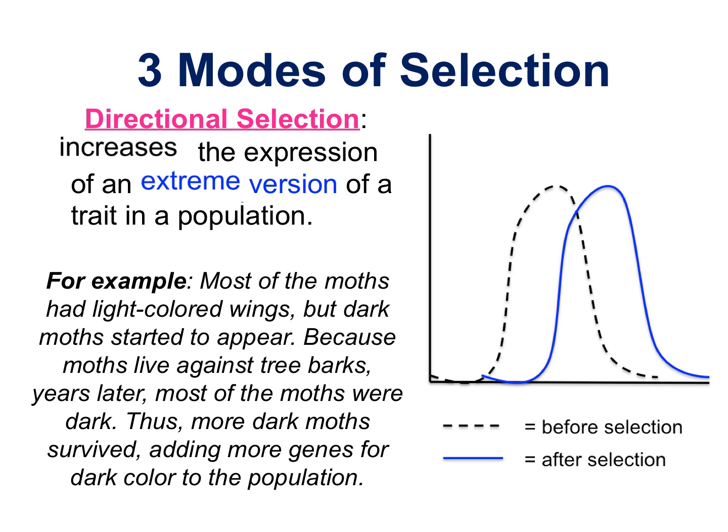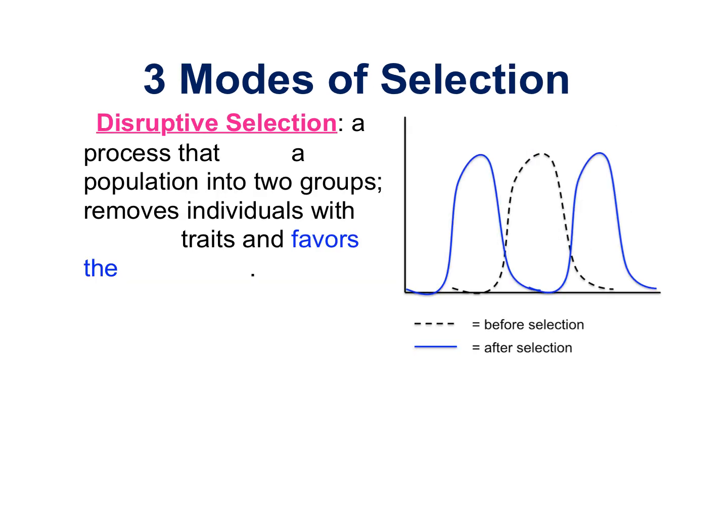So if we look at an example of this, most of the moths had light colored wings, but dark moths started to appear. Because moths lived against tree bark, years later most of the moths were dark. And so dark moths survived, creating more dark moth population, which means that over time we have moved in this direction towards one extreme.